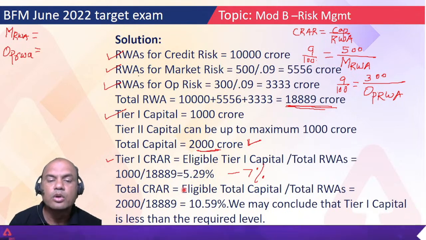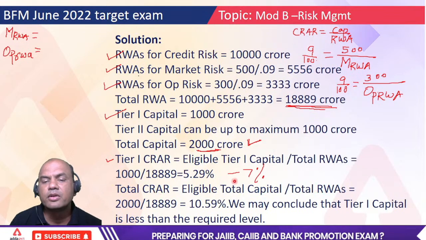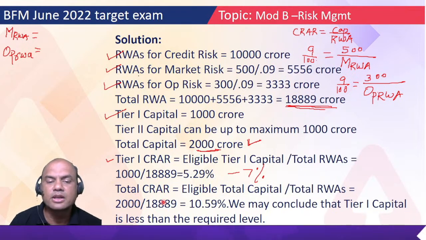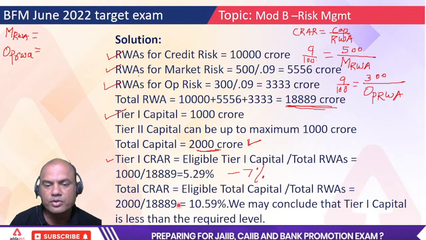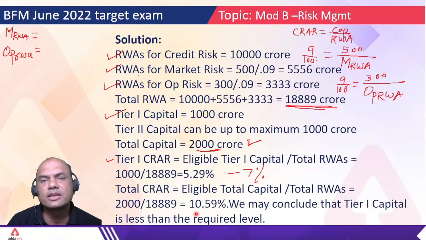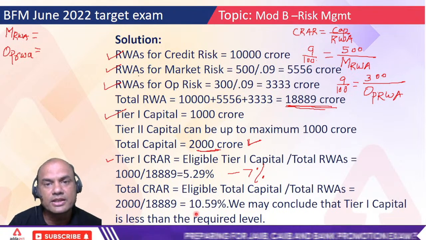1 CRAR. Total CRAR means total capital upon total RWA. What is the total capital? 2000 crores, right? Just now we saw it over here, 1000 plus 1000. So 2000 upon 18,889. So it is 10.59. Type yourself, do the answer. Are you getting this 10.59? Everyone must type this.